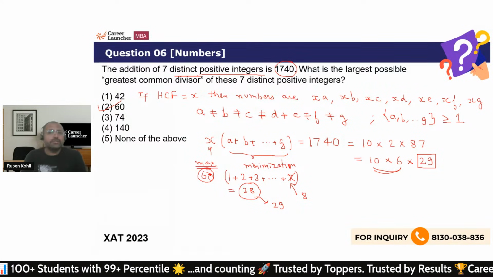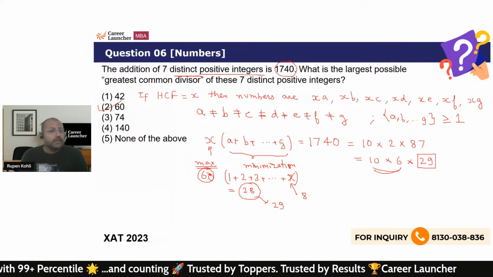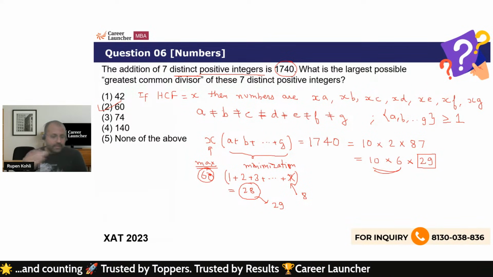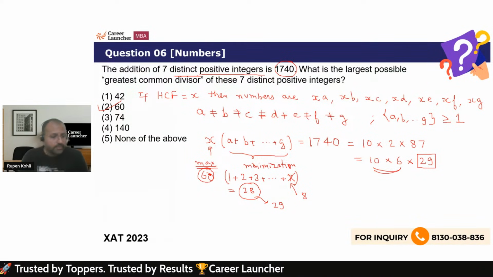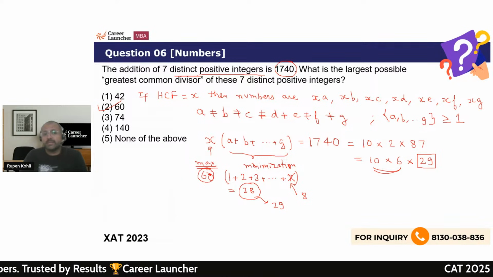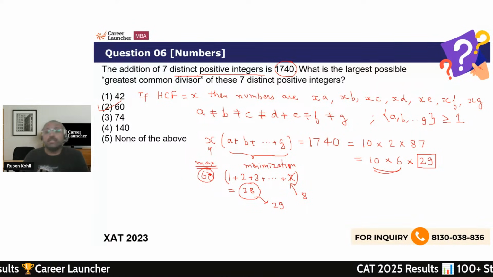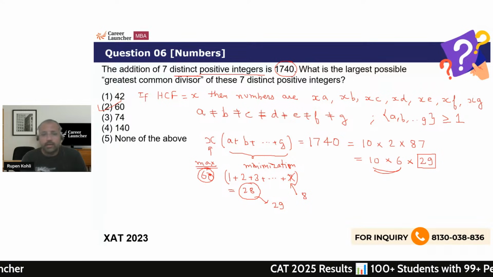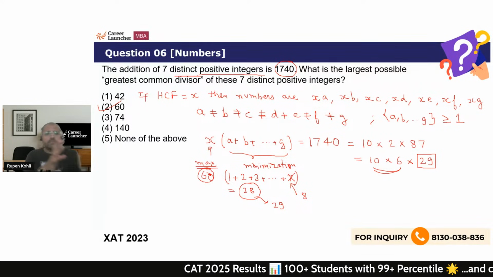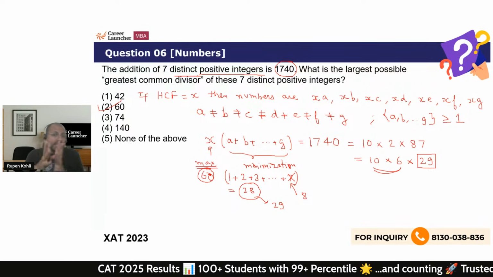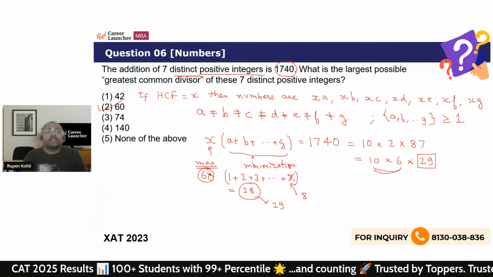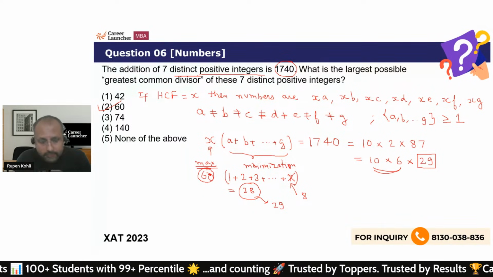Very clever question, right? It is a very different kind of question, where the sum of numbers is given and we have to maximize their HCF, and the integers are distinct as well. So this factorization concept is required. You need to understand that each of the numbers has to be a multiple of the HCF. Right.